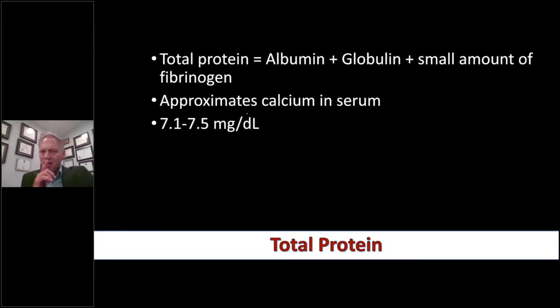Okay, so total protein, most of it's going to come from albumin, globulin, a little bit from fibrinogen, but it's so little that you're not really going to measure. We like to see 7.1 to 7.5. Once it goes below 7.1, you want to think about some things.